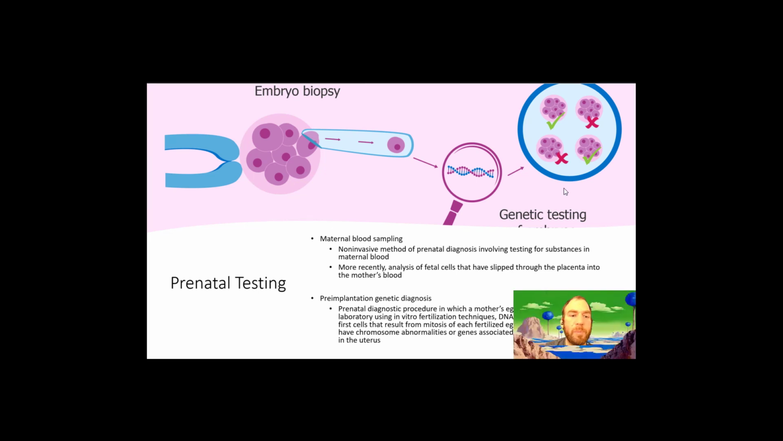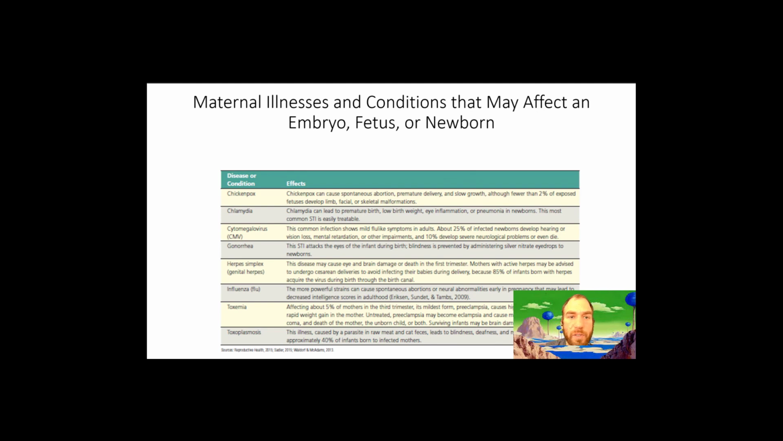And continuing on with other prenatal testing, maternal blood sampling and preimplantation genetic diagnosis, just again, more ways to test for any potential developmental delays or risks for a fetus. I'm not going to read all these. So maternal illness can impact a developing fetus. If a mother had the flu, that's generally associated with an increased risk for negative birth outcomes. So this is just kind of a chart of all that. You don't need to memorize every single one of these.